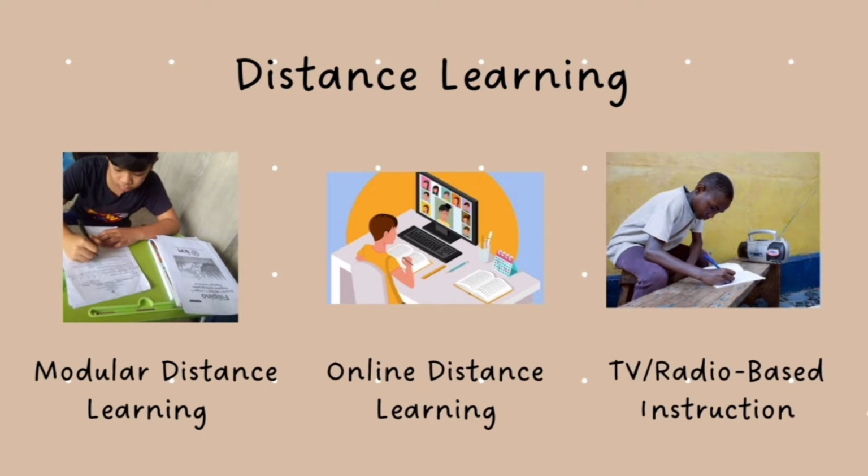Modular distance learning involves individualized instruction that allows learners to use self-learning modules in print or digital format. Online distance learning allows live synchronous instruction. It requires participants to have a good and stable internet connection. It is more interactive than the other types of distance learning. TV or radio-based instruction utilizes self-learning modules converted to video lessons for television-based instruction and self-learning modules converted to radio script for radio-based instruction.